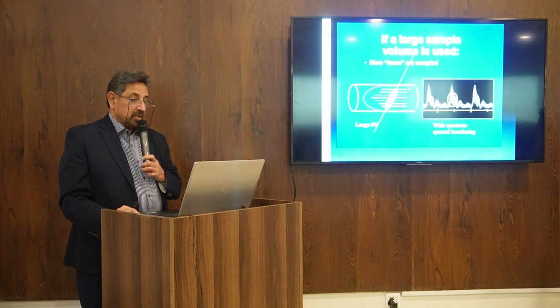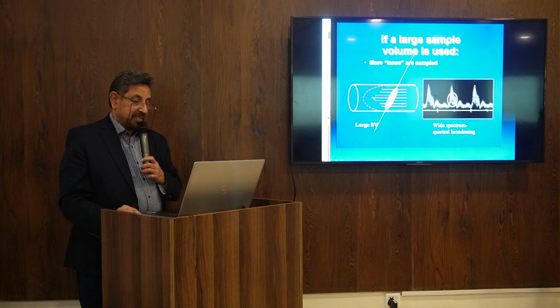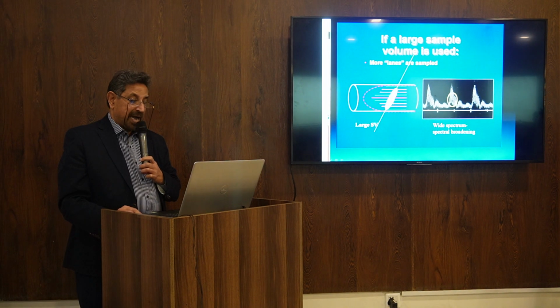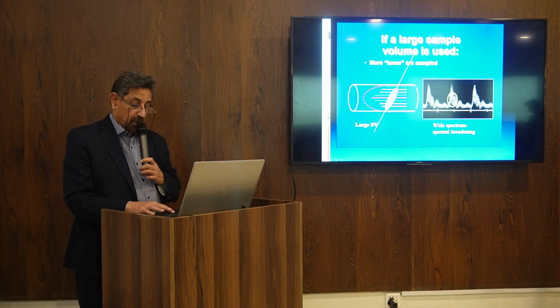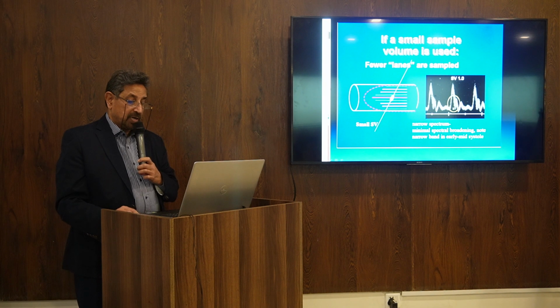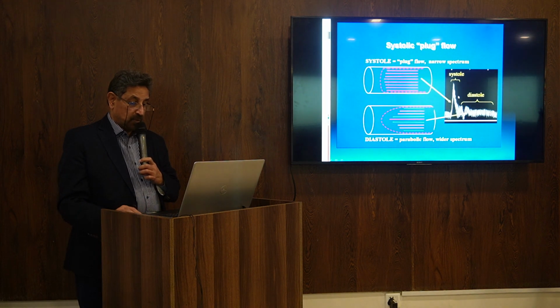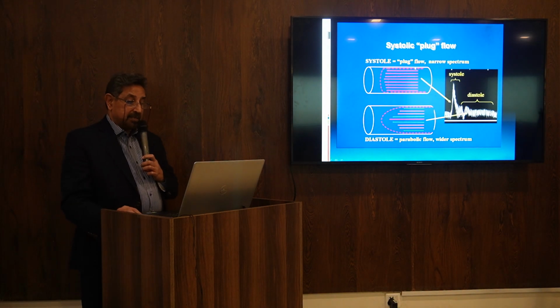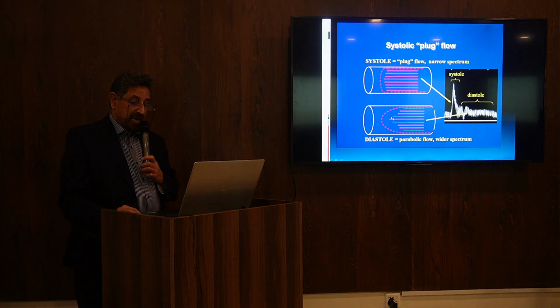So the central flow is the highest and the peripheral part is the lowest. If you open that sample volume very wide, you will get a spectral broadening, and if you put a small sample volume, you will get a good window of a nice spectrum. That's the desired one. There is another term used: the plug flow, and the normal parabolic flow.